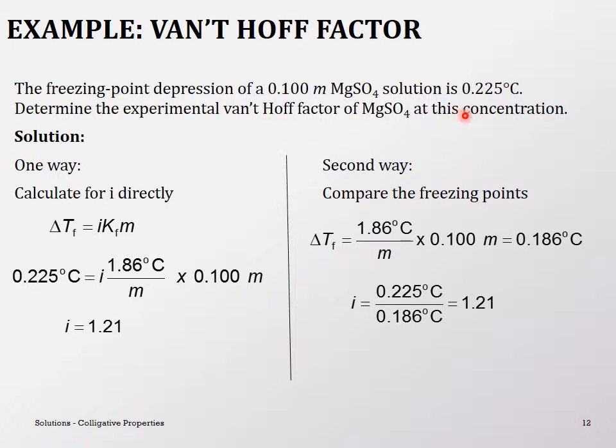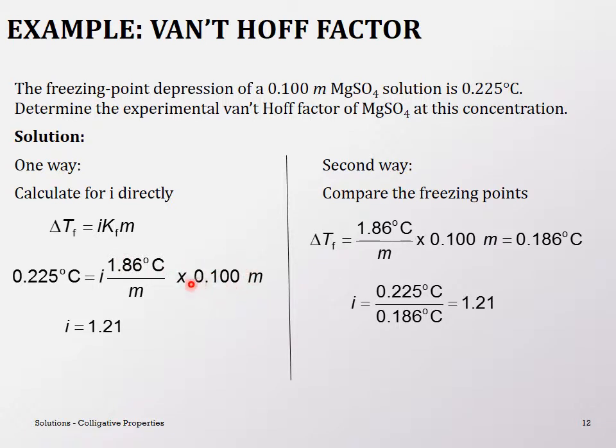Okay, so we're talking about freezing point depression. So here's how you can do it. Just one way of doing it. There's another way of doing it, but we'll do it one way here first. So calculate the i directly, which means that you have the ΔTf, which is 0.225, and then you have the Kf, the freezing point constant of water, because this is a magnesium sulfate solution. And remember, if the solvent is not given to you, assume it's water. So here is for water, and then the molality is given to us, which is 0.1 molar.